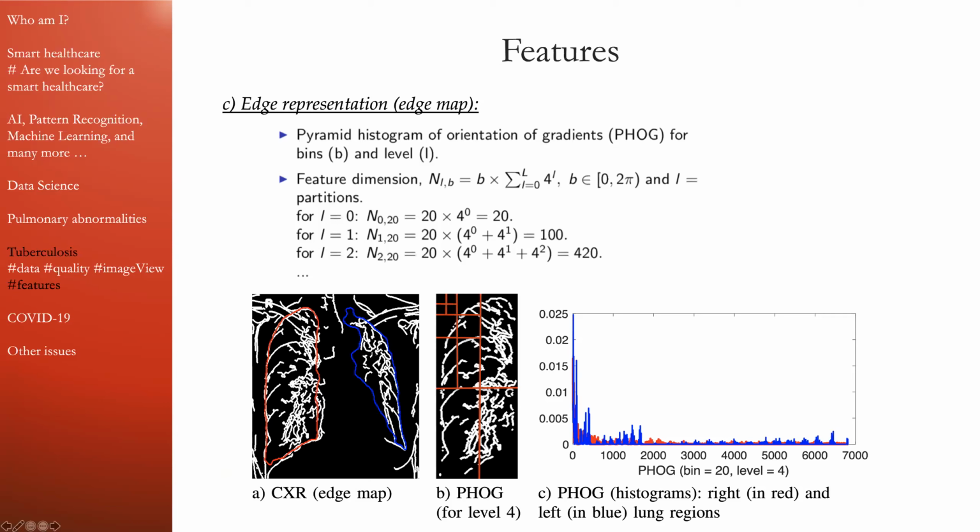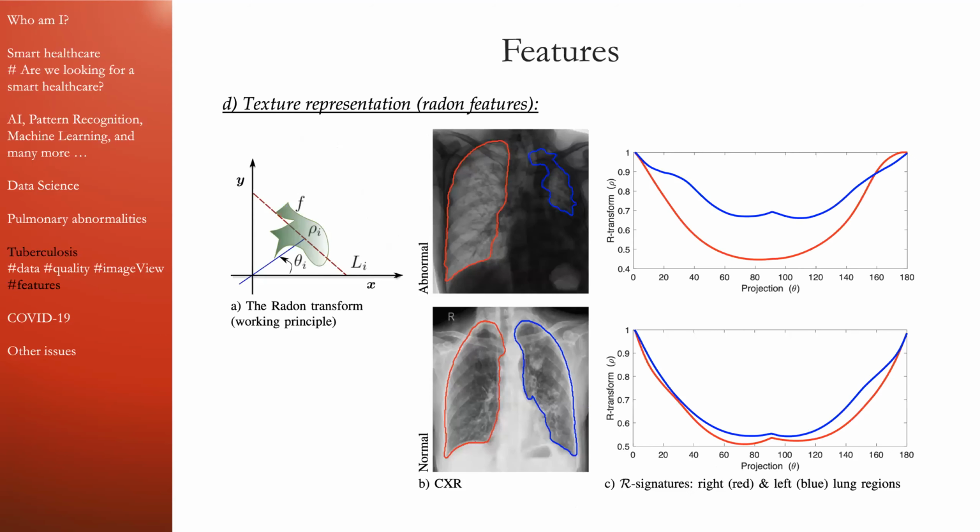Thinking about both sides, the blue one is the left lung section, and the red one is the right lung section. If we do the overlap to take symmetry into account, basically they don't have symmetry, because you still see the red histogram is visible, meaning they don't overlap. All right, so we move on.